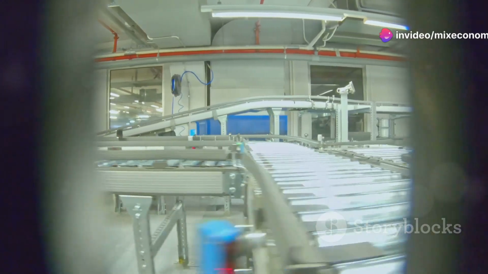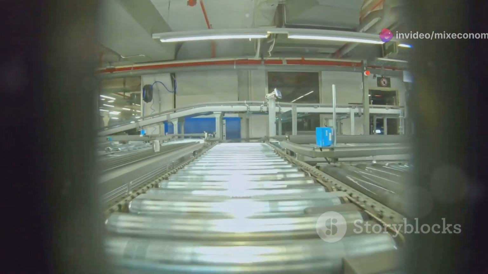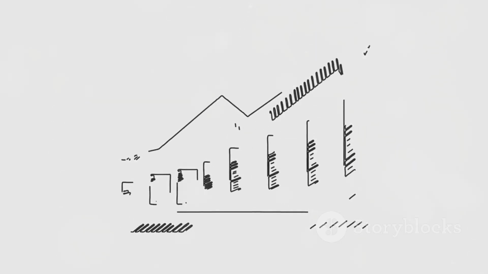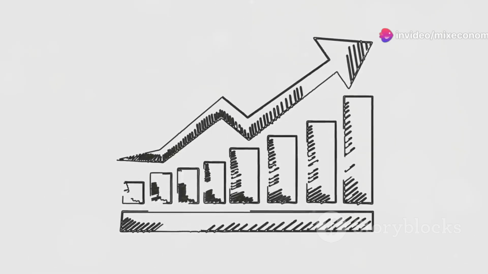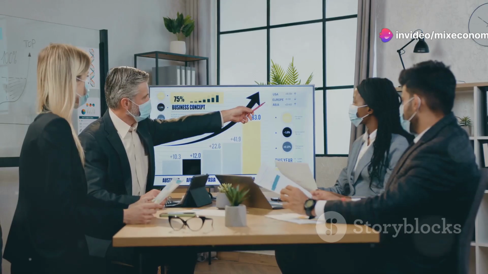New technologies can make production more efficient, allowing producers to create more goods with the same resources. This increase in efficiency can lead to an increase in supply, shifting the curve to the right. Expectations about future prices also play a role.